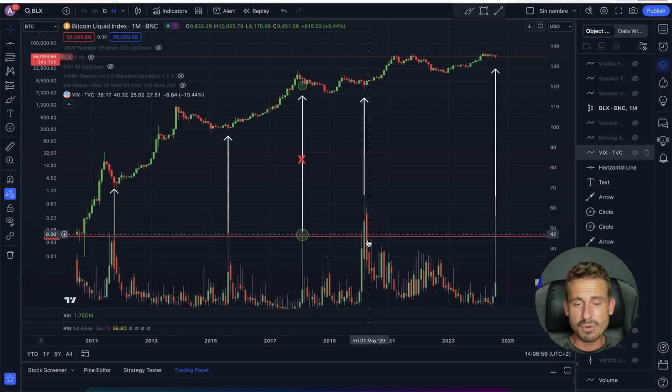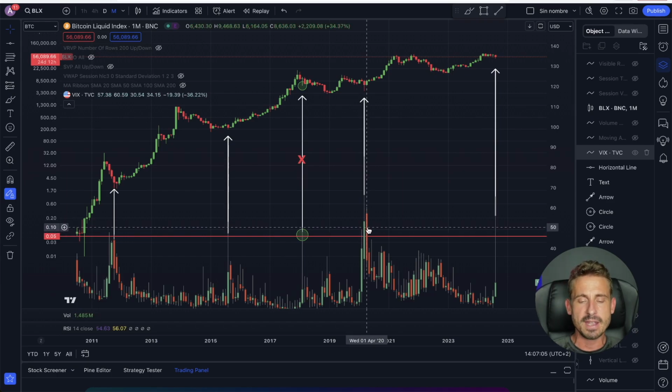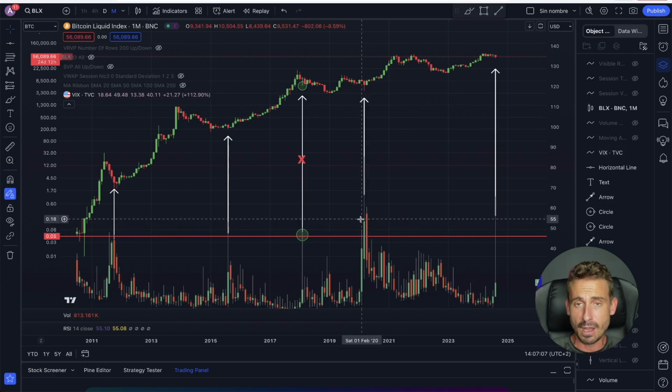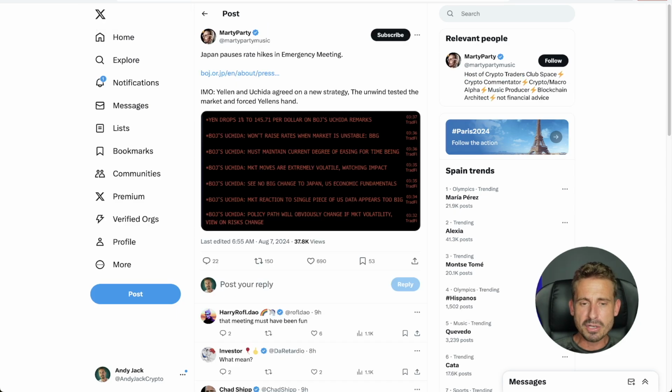Now, the question is, of course, could this continue? Could we see a few more days, wick the lows, get some more fear in the market, or is this the low? And there's a lot of answers here for why this could be the low on the price of Bitcoin and the stock market. And that is because we do have some emergency meetings going on. Japan pauses rate hike in emergency meeting.